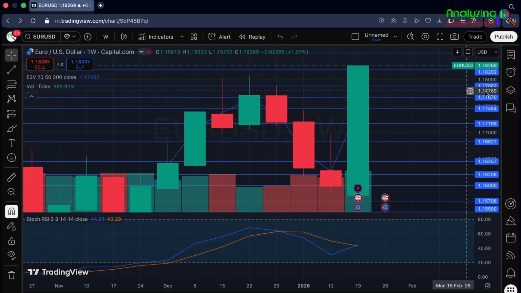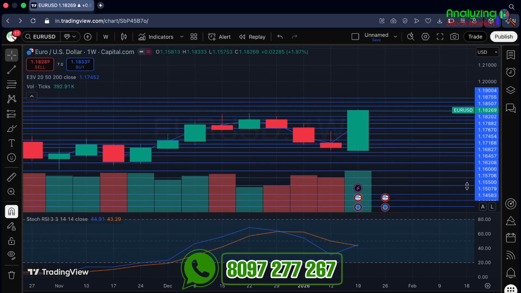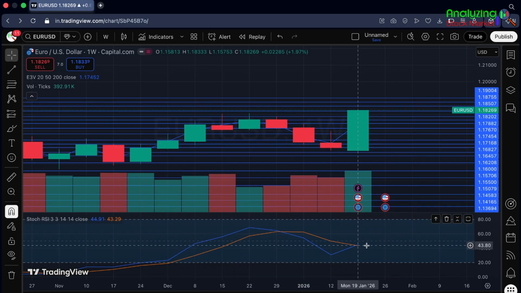Here this is a weekly chart. In this weekly chart we can see a good bullish candle with a big body and a small lower and upper wick. Here the important support and resistance zones you can see we have marked during the previous week's analysis. Currently, the stochastic RSI is around 44, 43 levels, which is indicating a slight positive momentum.